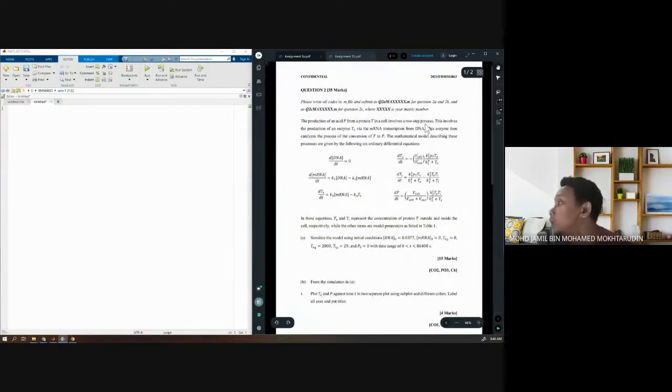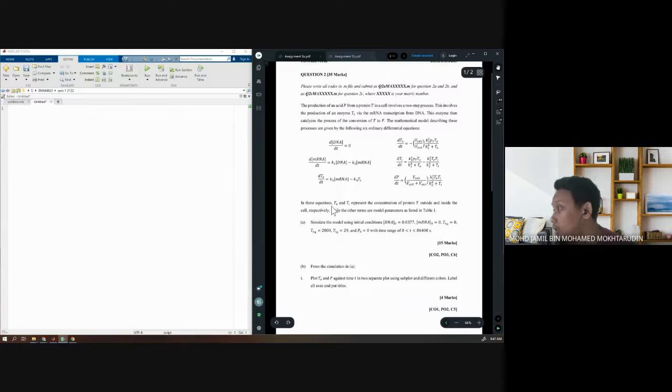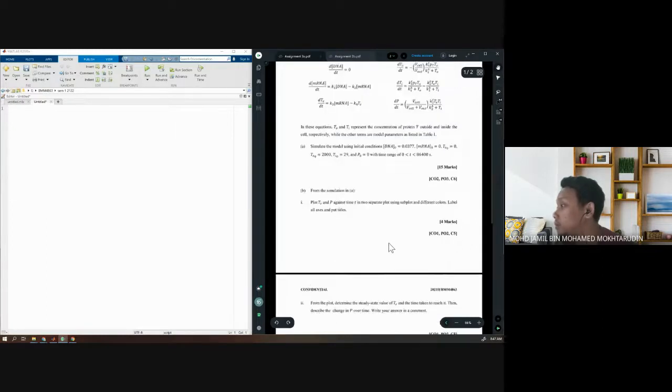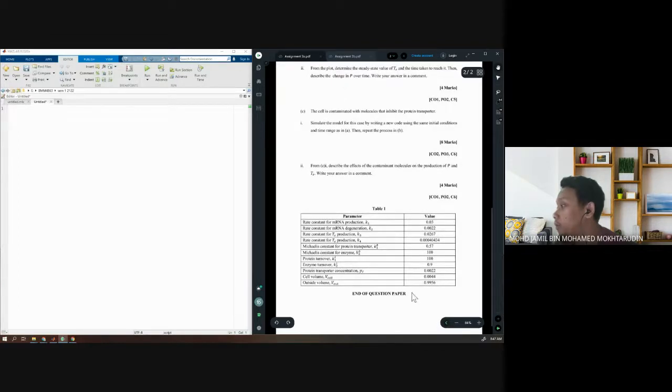Okay, so assignment 2A: the production of an acid P from a protein T in a cell involves a two-step process. This involves the production of an enzyme TE via the mRNA transcription from DNA. This enzyme then catalyzes the conversion of T to P. The mathematical model describing these processes is given by the following 6 ordinary differential equations. So there are 6 equations. In these equations, T0 and Ti represent the concentrations of protein T outside and inside the cell respectively, while the other terms are model parameters as listed in table 1. So table 1 has a number of parameters with their values.